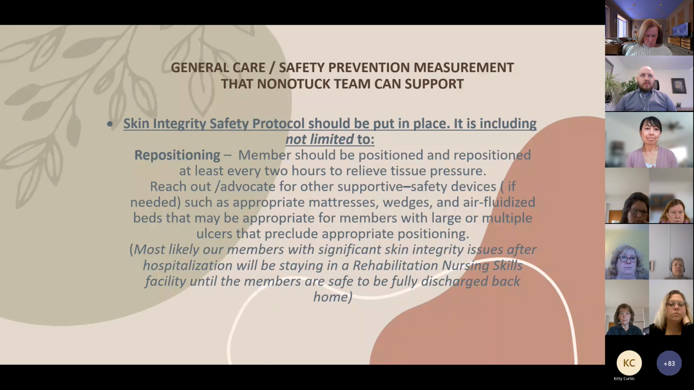A skin integrity safety protocol should be put in place. It includes, but is not limited to, what is shown. I will not elaborate much. Everything is in here, similar to another slide, but repositioning is very crucial. So please put this in the safety protocol, step by step. Yes. Next slide, please.